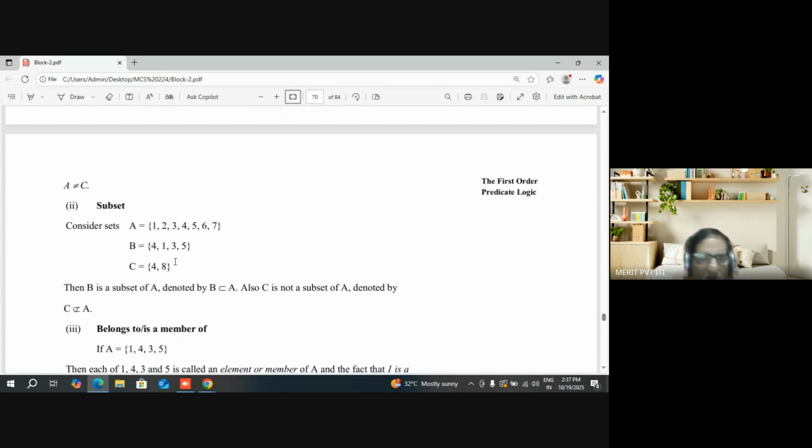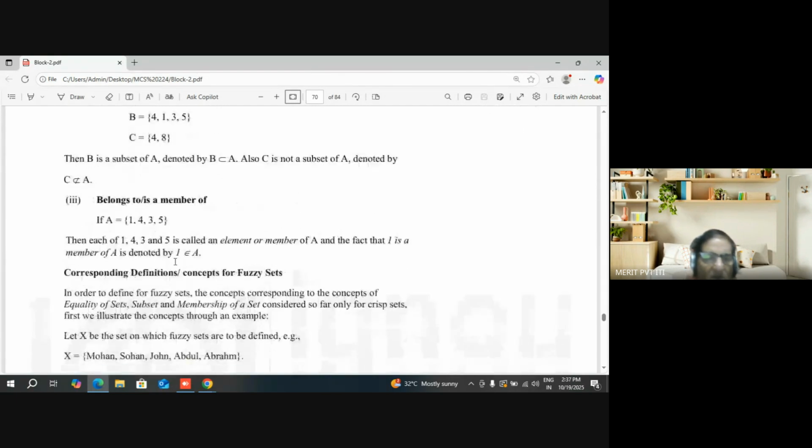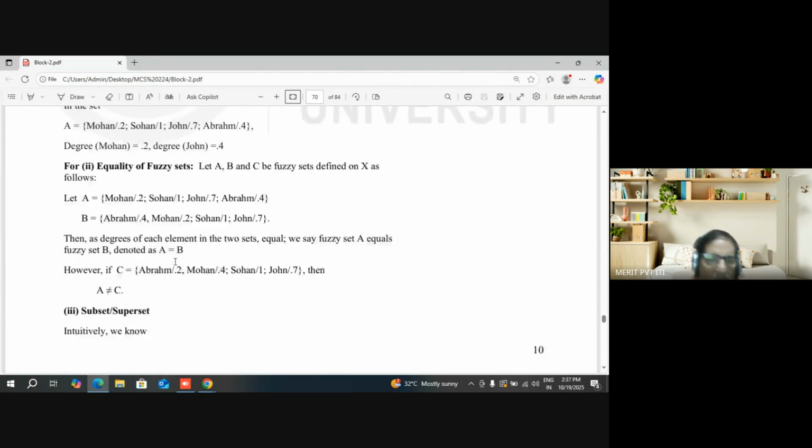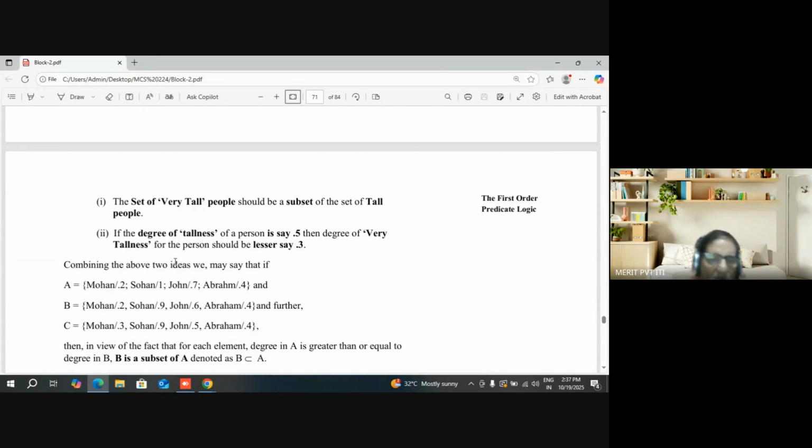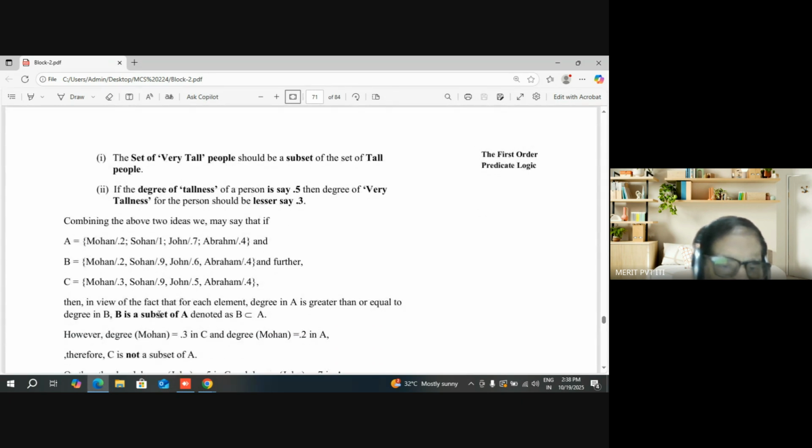And then all the set theories are there: subset, belonging to a member, and all these things. Subset: Mohan 0.2, Sohan 1, John 0.7, Ibrahim, the A, B, C. Now, which is a subset of this? For example, A has Mohan, Sohan, John, Ibrahim. In view of the fact that for each element the degree in A is greater than or equal to the degree in B, B is a subset of A, denoted by B is a subset of A.